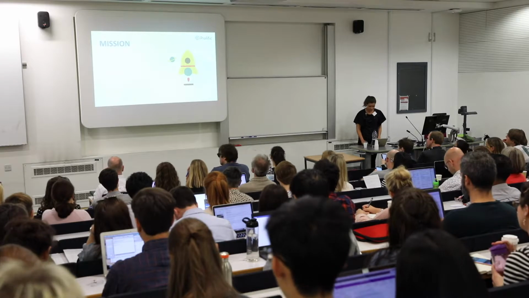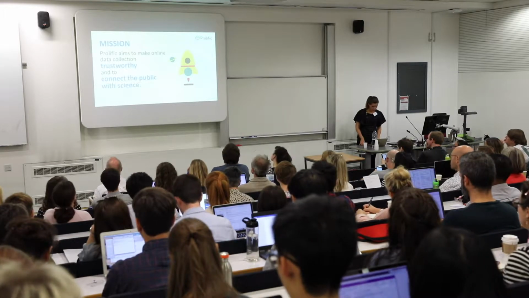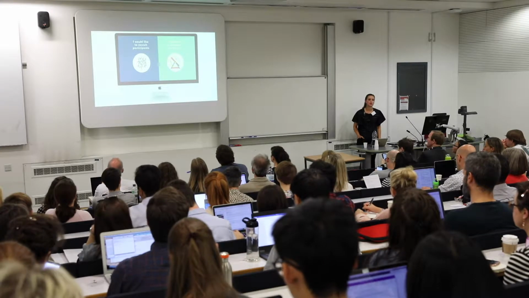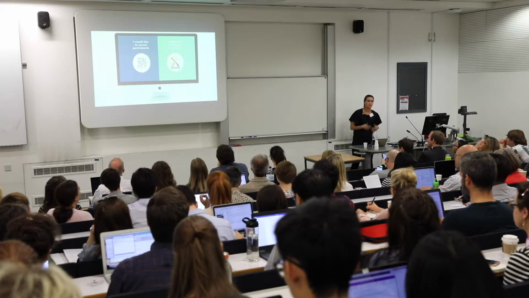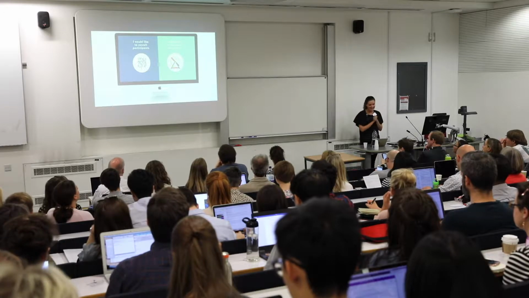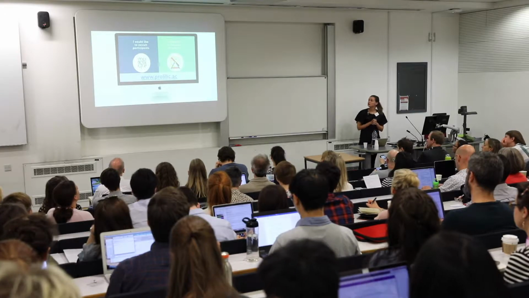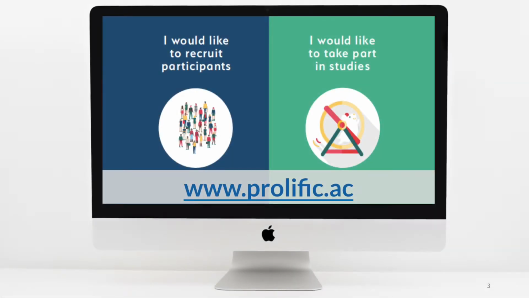At Prolific, our mission is to make online data collection trustworthy and to connect the public with science. Basically, how it works is that you create your survey or experiment using external survey software such as Gorilla, and then you go to Prolific to prolific.ac to find your target demographics. So we have a pool of participants which you can recruit from, and we have a lot of screeners you can choose from, and all you need to do is pick the screeners. You can then start collecting your data and watch it come in real time.